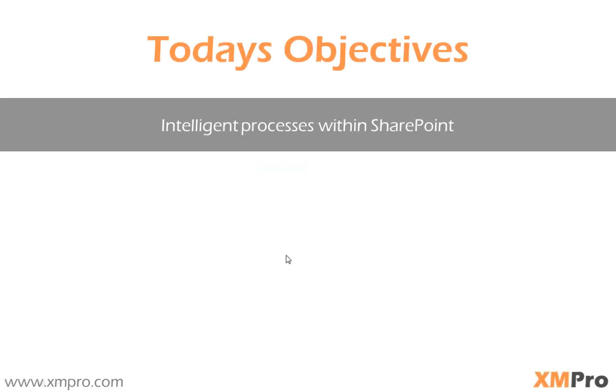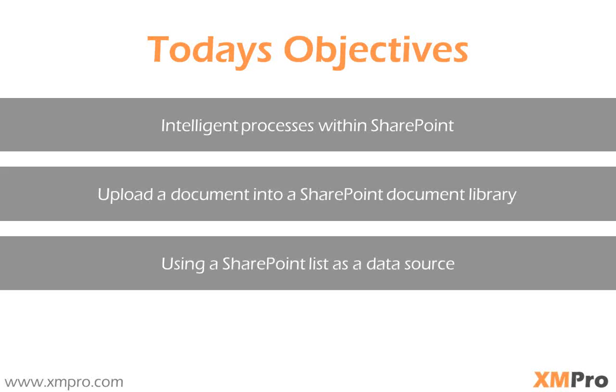So what are we going to cover today? We've got three objectives. The first one is intelligent processes within SharePoint. What do we mean by intelligent processes? I'll follow this up with some examples as well. Then, how to upload a document into a SharePoint document library. And the last one is using a SharePoint list as a data source.